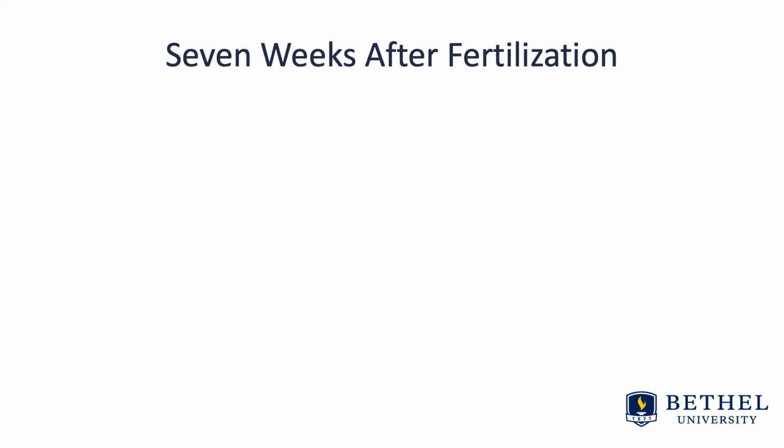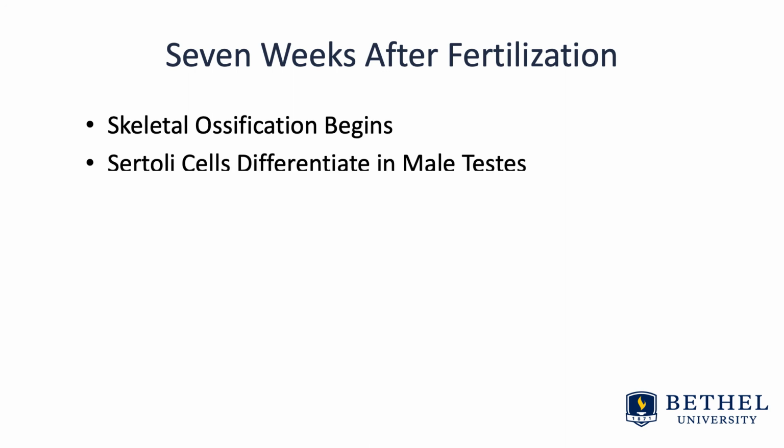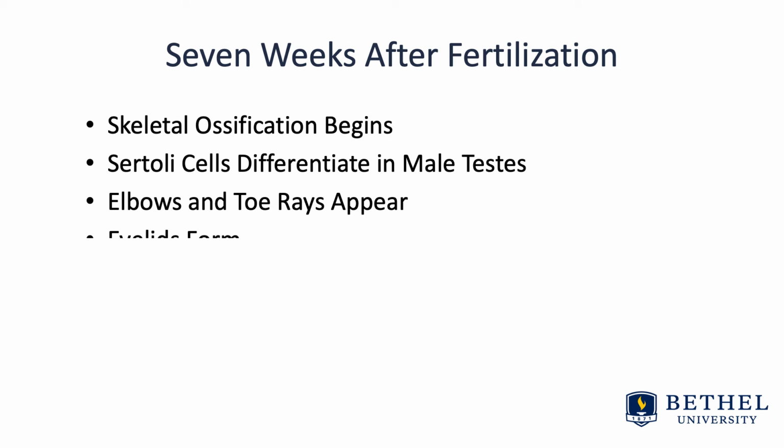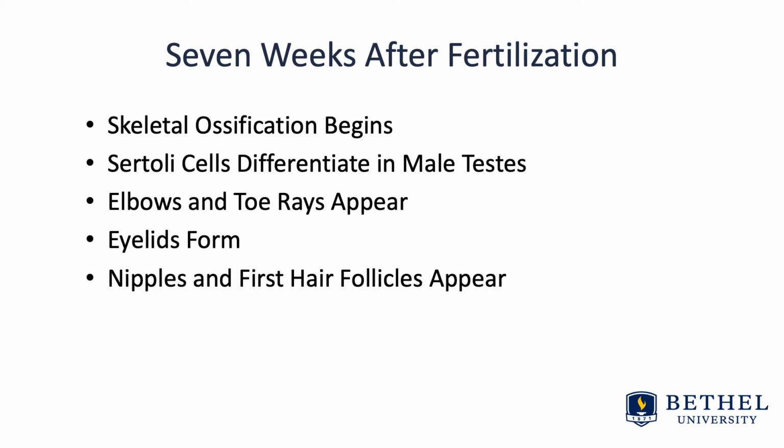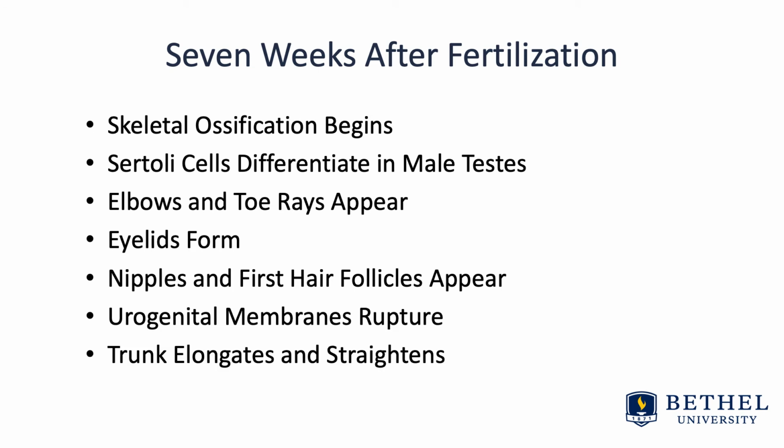7 weeks after fertilization, so we have 16 to 18 millimeters. Skeletal ossification begins, so this is where those bones are starting to ossify. Sertoli cells are differentiating in the testes. Elbows and toe rays appear, and the elbows are a really interesting thing that you can start to see on ultrasound, which is really fun. And that tells you, all right, we're probably about in the 9-week range if you can see that bend in the arm. Eyelids are forming, nipples, first hair follicles are appearing, urogenital membranes rupture, the trunk elongates and straightens. So baby becomes a little bit less of that C shape and more into that kind of human structure.